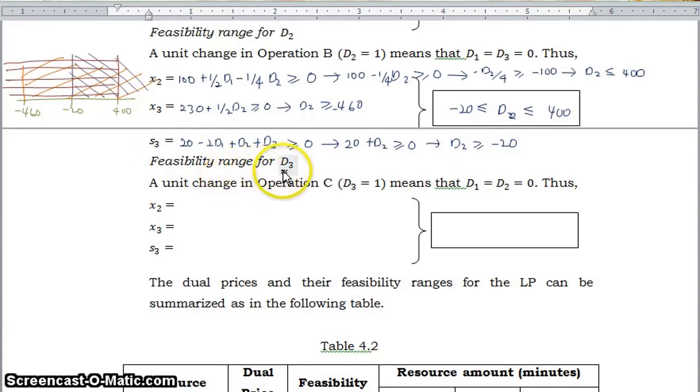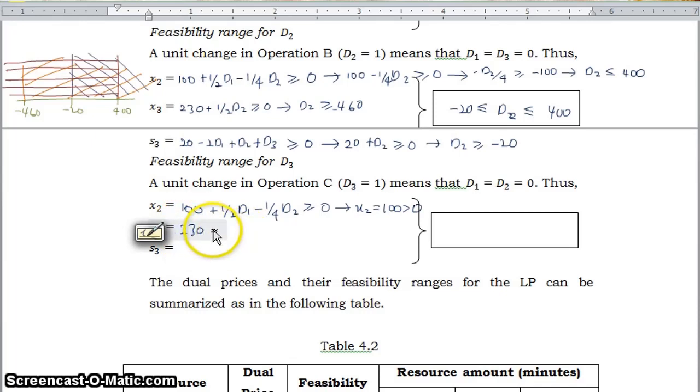And the feasibility range for D3 is when D2 and D1 are 0. From the feasibility condition, X2 is 100 plus 1 over 2 D1 minus 1 over 4 D2 greater than or equals to 0. For D3, D2 and D1 are 0, so we get X2 equals to 100. This is a positive value. And now X3, 230 plus 1 over 2 D2 is greater than or equals to 0. Also D2 is 0, therefore we get X3 is equal to 230, also greater than 0.